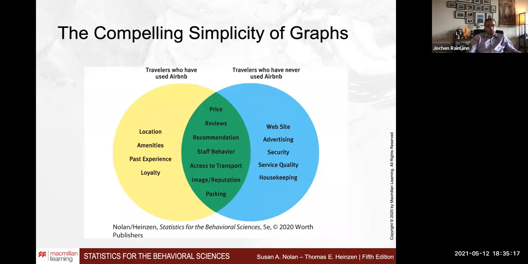Then we need to keep in mind the compelling simplicity of graphs. Graphs are a wonderful tool to essentially present data and results in a fashion that a lot of information can be conveyed in a very intuitive way, and can provide a lot of information in a very compelling and very comprehensive format.